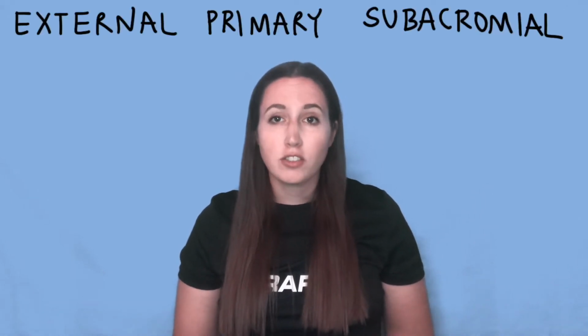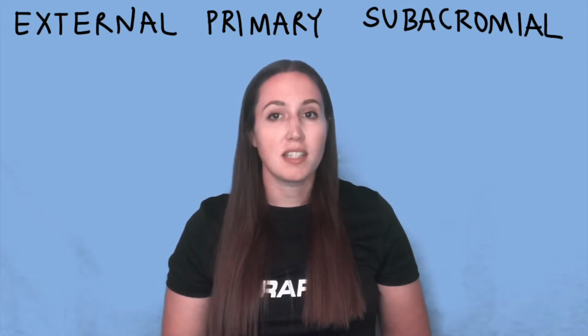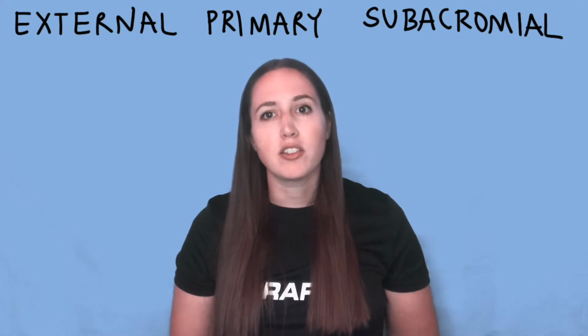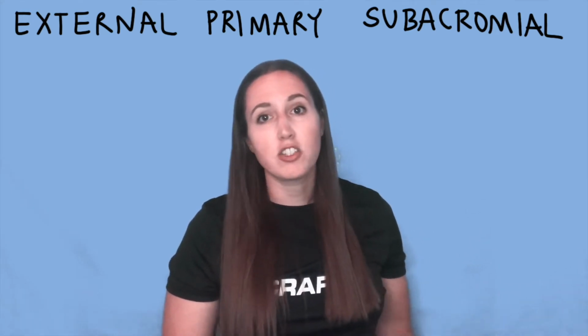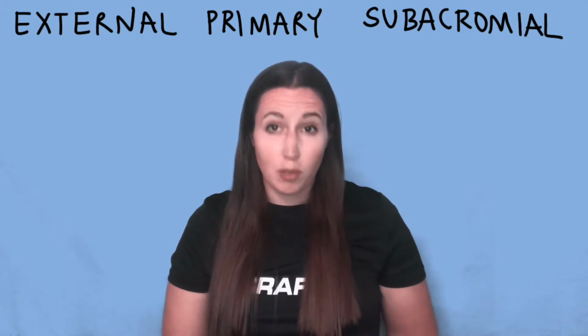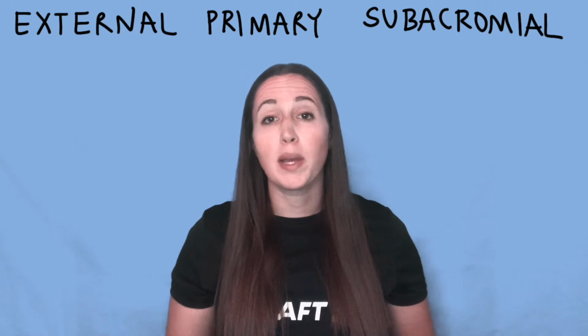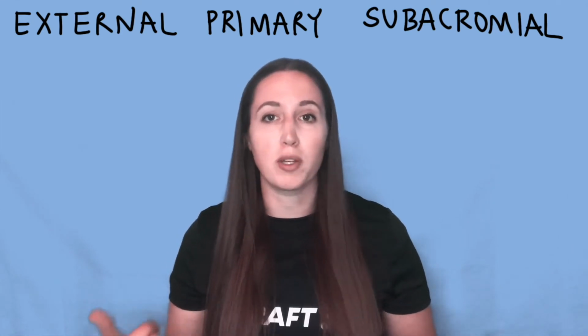There are three main types of shoulder impingement. The first one we'll talk about is external primary subacromial impingement. External means that it's just outside of the glenohumeral joint. Primary means that it's something structural, something that's typically genetic or due to a previous injury that you can't really fix. Subacromial means it's under the acromion, and impingement means that something is pinching. So basically what happens is there's some kind of stenosis in the subacromial space.